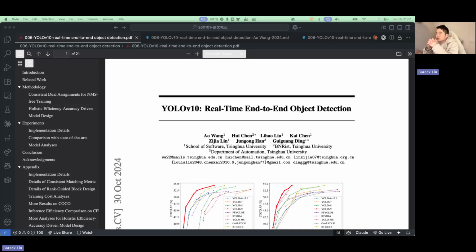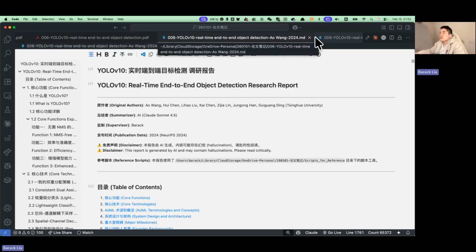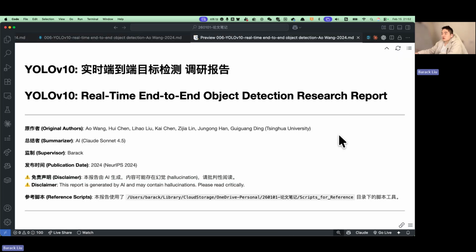So today, the academic paper I want to review is called YOLOv10, Real-Time End-to-End Object Detection. Okay, let's start.